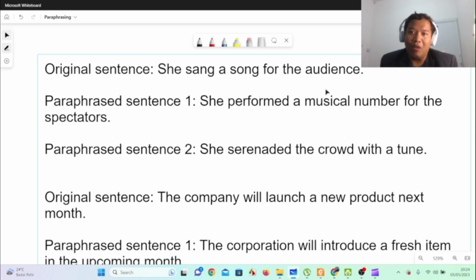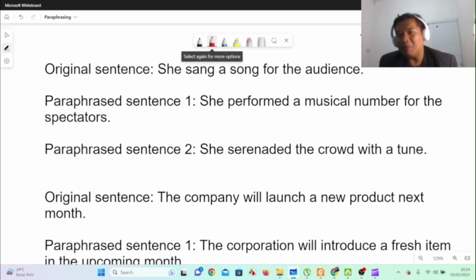Now, I'm not going to cover all, of course, but I'm going to show you a couple of examples on how certain sentences can be paraphrased, and the way that they are paraphrased. So let's take a look into the examples immediately.